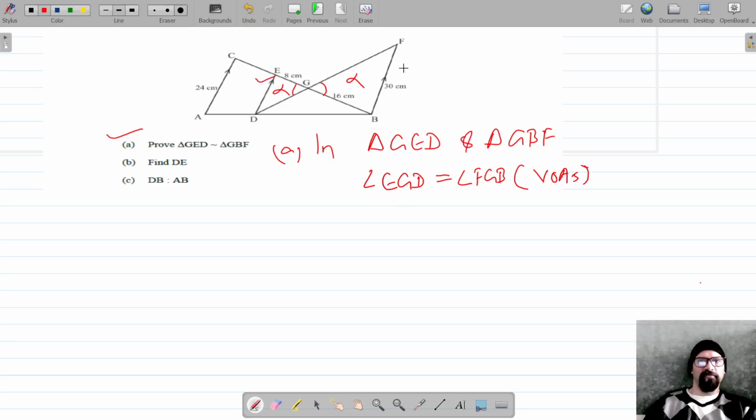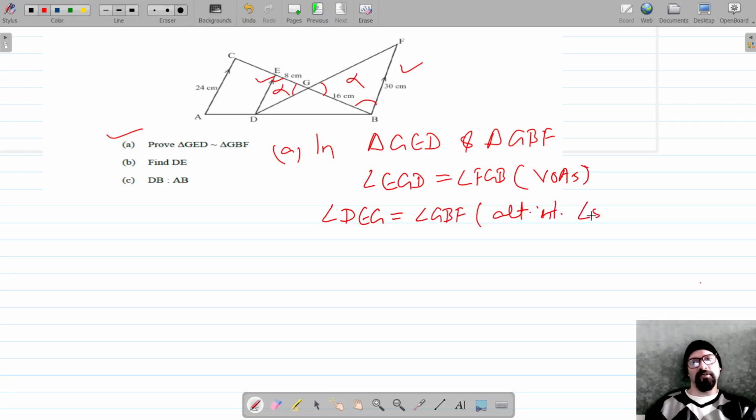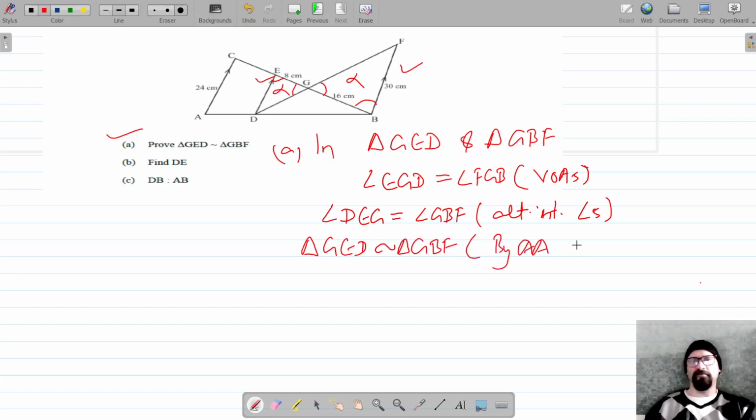Next, these lines are parallel, so ED is parallel to GB, so that means we can take either of the pair of alternate angles. Angle DEG is equal to angle GBF. These are the alternate interior angles. So we can say that triangle GED is similar to triangle GBF by AA similarity.